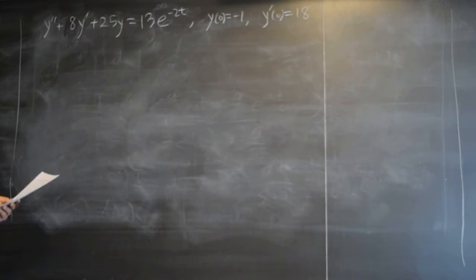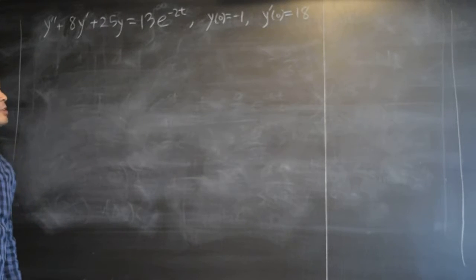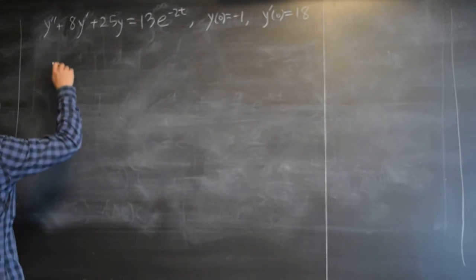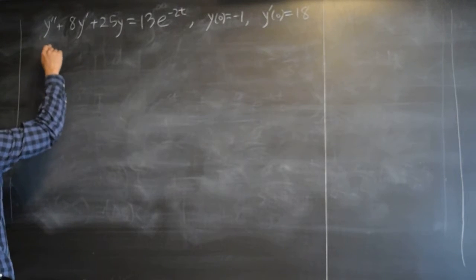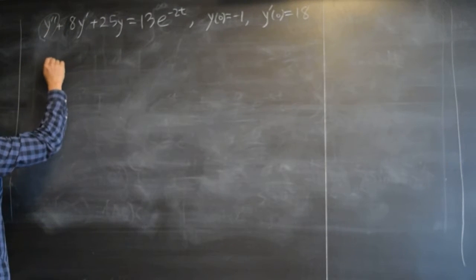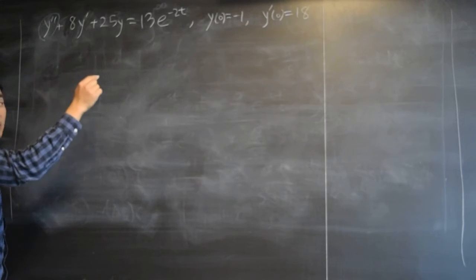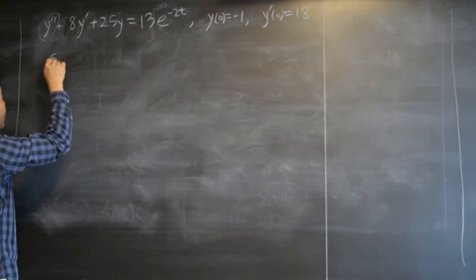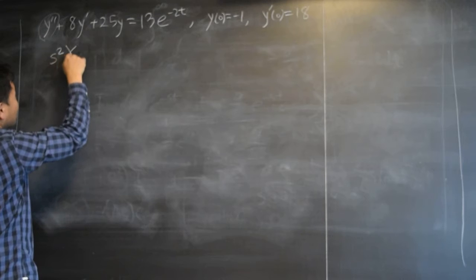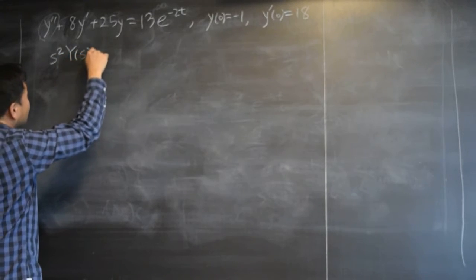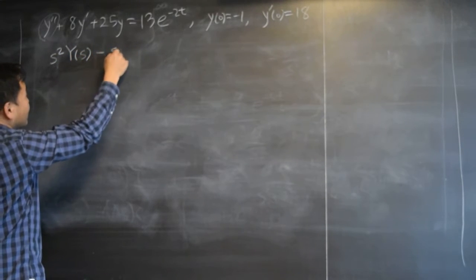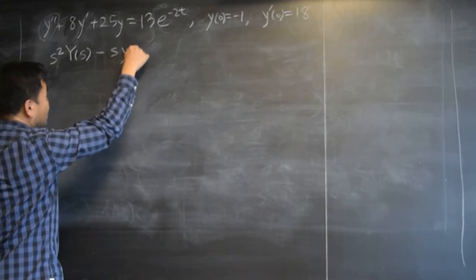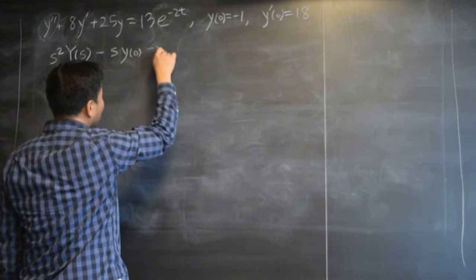All right. So you're trying to solve this using Laplace transforms. How do you do the Laplace transform of y double prime? Two derivatives translate to s squared, right? s squared capital Y of s, minus s times small y of 0, minus y prime of 0.